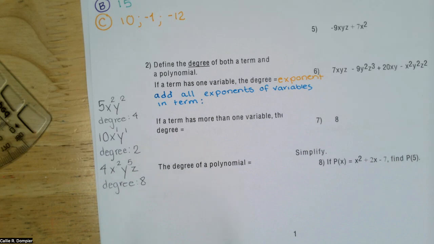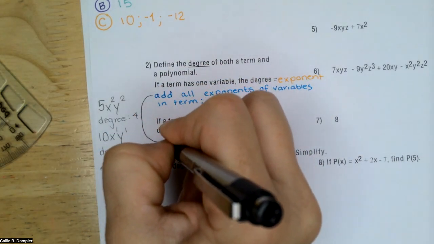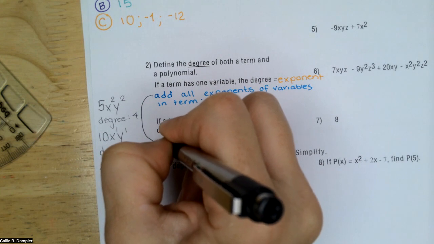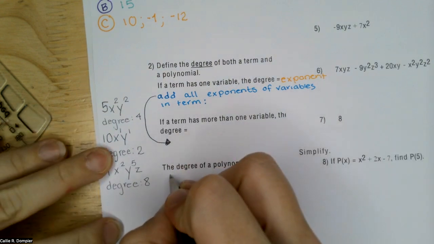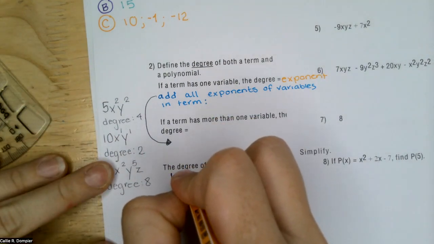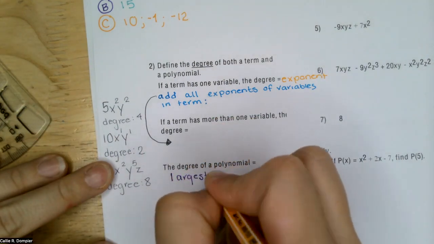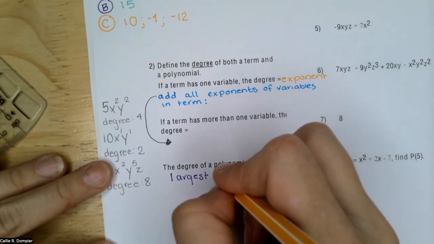If a term has more than one variable, darn it. I thought that was a different question. The degree of a polynomial is the largest degree of any term in the polynomial.